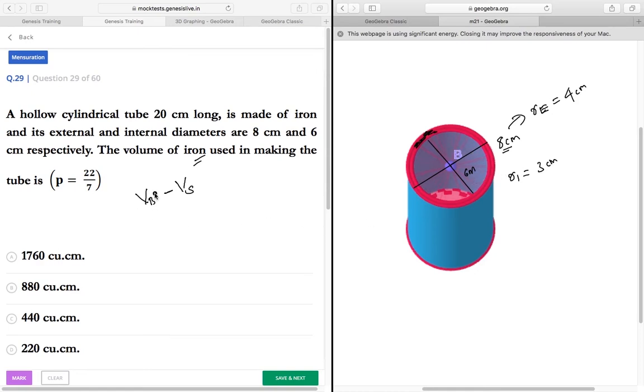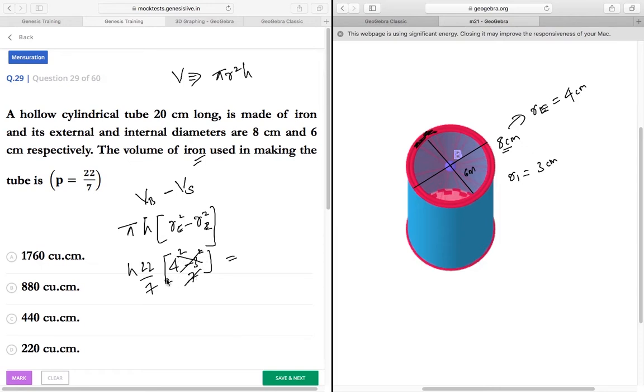Hope this is clear. And we know the formula for the volume of the cylinder, which is nothing but the area of the base, that is pi r square, into height. So I'll keep it as pi h into re square minus ri square, because pi h is common in both the bigger cylinder and the smaller cylinder. So what is re square? Re square is 4 square minus 3 square, right? H into 22 by 7 will be equal to, so 4 square is 16 and 3 square is 9. This value will be 7 and gets cancelled.